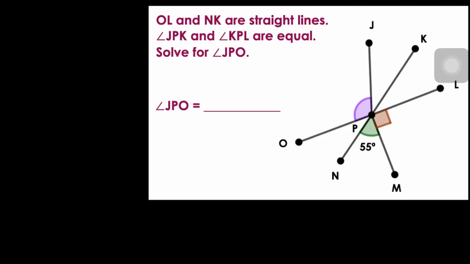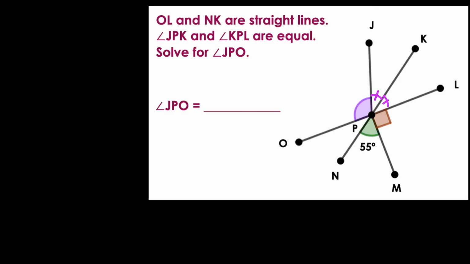Let's try one last example. We have here OL and NK are straight lines. Angle JPK and angle KPL are equal. You can probably write down that info here already. So these two angles are equal. That means if we solve for KPL, we would already know what JPK is. And we have to solve for JPO.